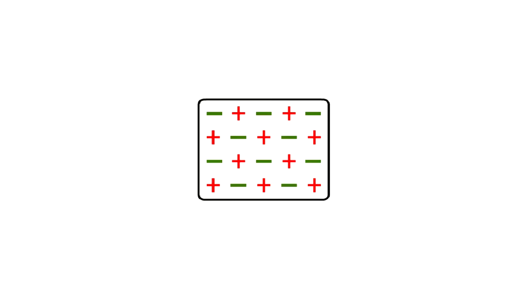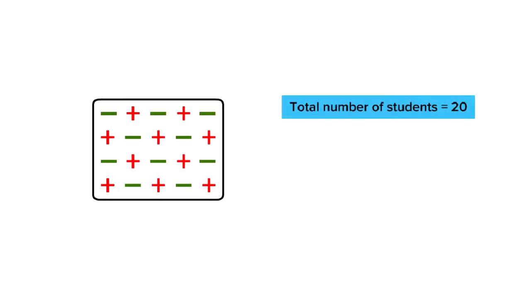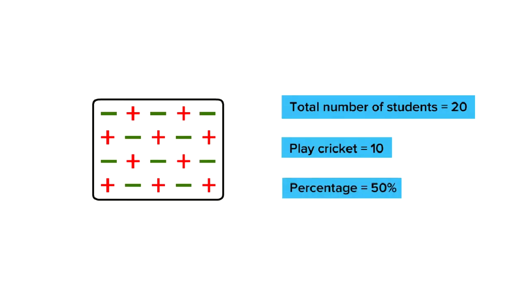Let's take an example to understand the working of a decision tree. Let's say you have a data of 20 students out of which 10 play cricket, whereas 10 do not play cricket. So, let's assume that the red plus sign here represents that a student plays cricket and the green negative sign represents students do not play cricket.